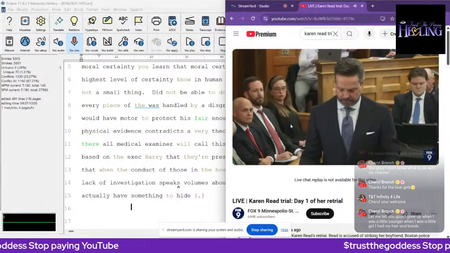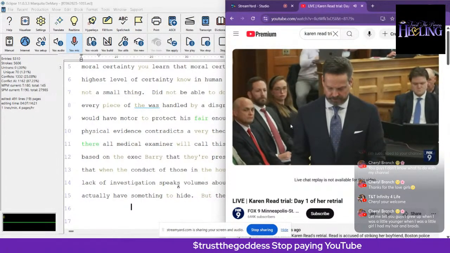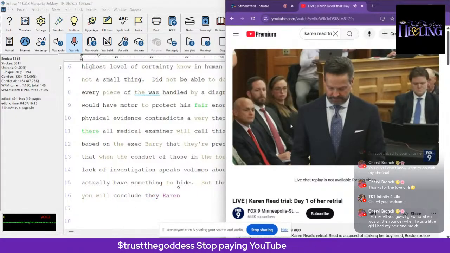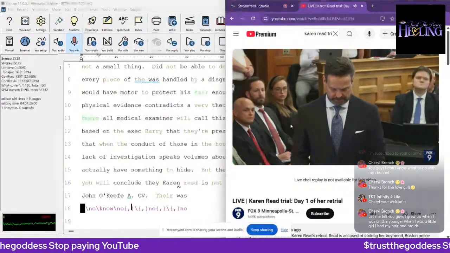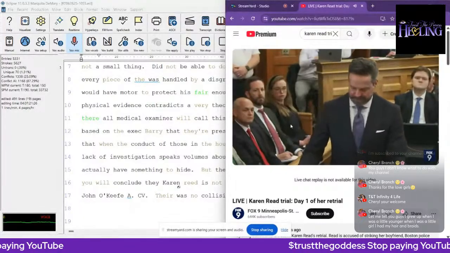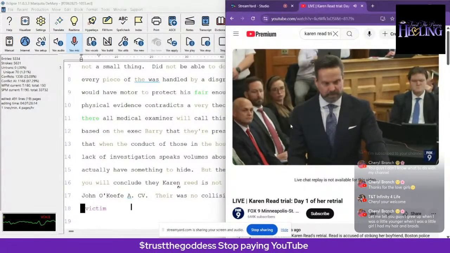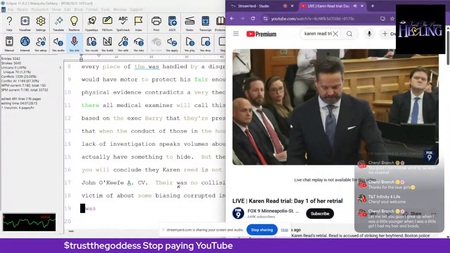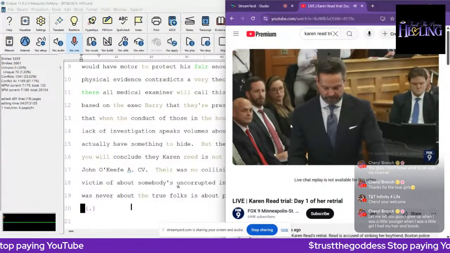By the end of this trial, you'll conclude that Karen Read is not guilty of hitting John O'Keefe with her SUV. There was no collision. She's the victim of a botched and biased and corrupted investigation that was never about the truth, folks. It was about preserving loyalty. You'll find that this case is the very definition of reasonable doubt.